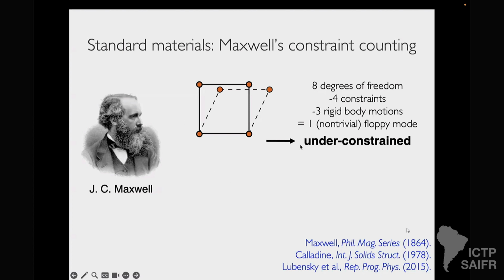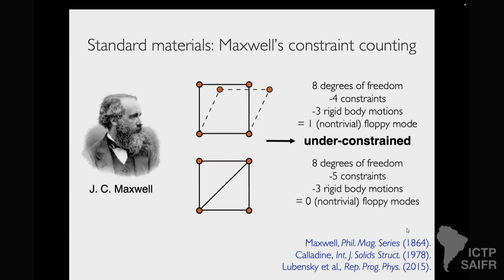Okay, and so that suggests that there should be 1 non-trivial floppy mode and the system should be under constrained. And I've sort of drawn it in here, which you're all probably familiar with. It's just this box can be sheared, right? Okay, so then if I wanted to make a box that couldn't be sheared, if I wanted to make a box that was rigid and had no non-trivial floppy modes, then I should add a bar, okay?